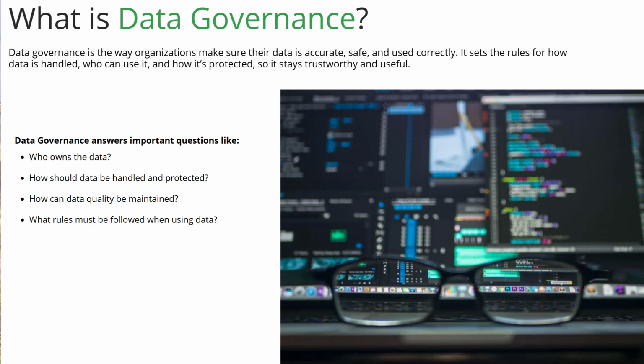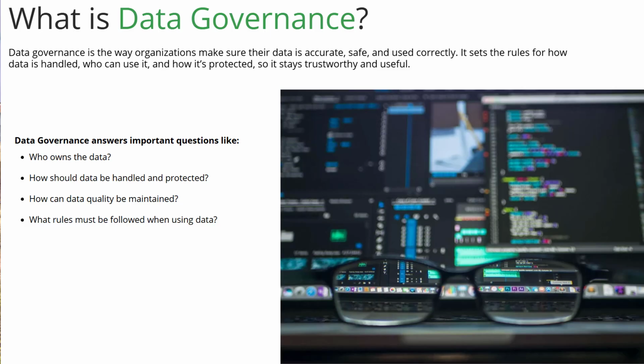Let's start by reminding ourselves what data governance actually is. I believe the best way to explain it is the following. Data governance is the way organizations make sure their data is accurate, safe, and used correctly. It sets the rules for how data is handled, who can use it, and how it's protected, so it stays trustworthy and useful.